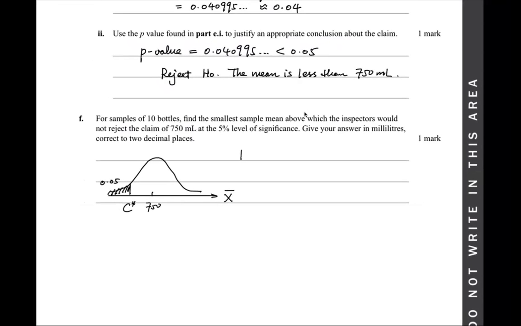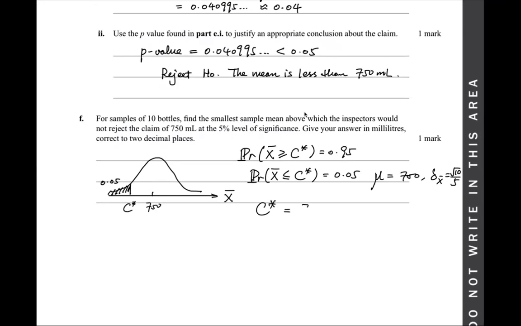So the probability x bar greater than or equal to C star equals 0.95 for not rejecting. So we also have x bar less than or equal to C star equals 0.05, with mean value 750 and sigma x bar equals root 10 over 5. So C star is actually 748.9597.